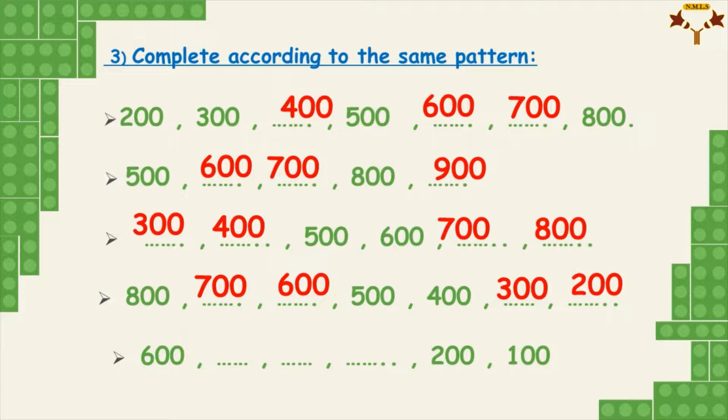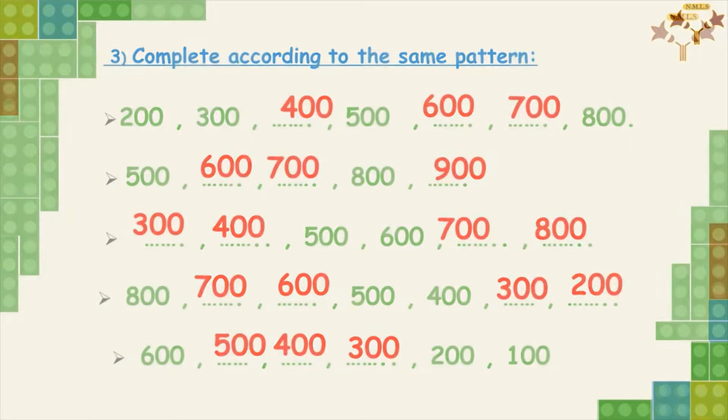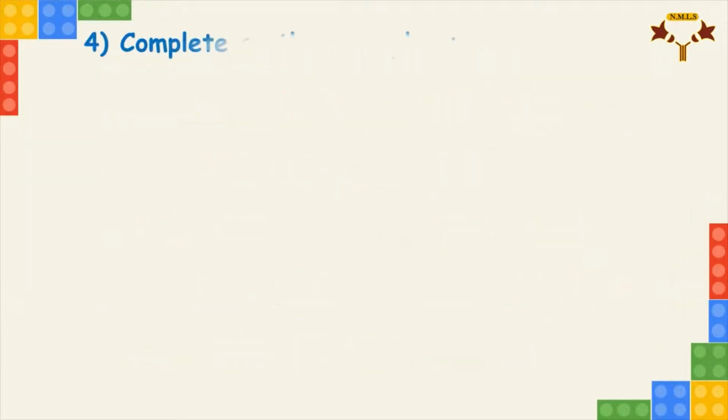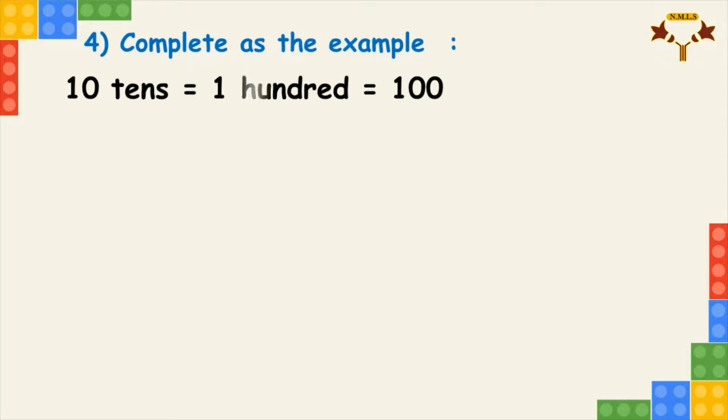The last example here, I have 600, and I have missing numbers, but I have 200, and before 200 I have 100. So here I will count backward. Before 600 I find 500, and before 500, 400, before 400, 300, before 300, 200, and before 200 also 100. Let's move to another example. Complete as in the example.